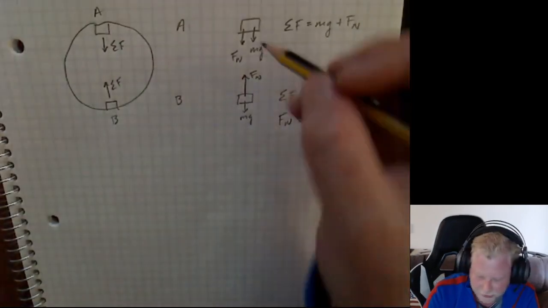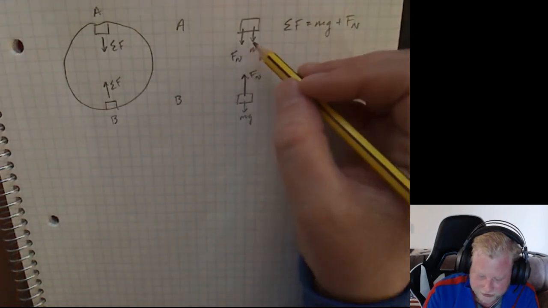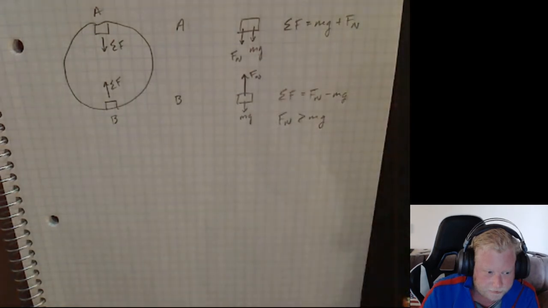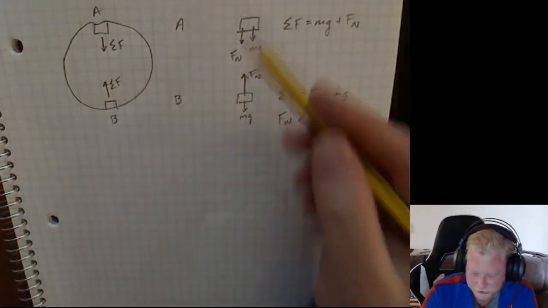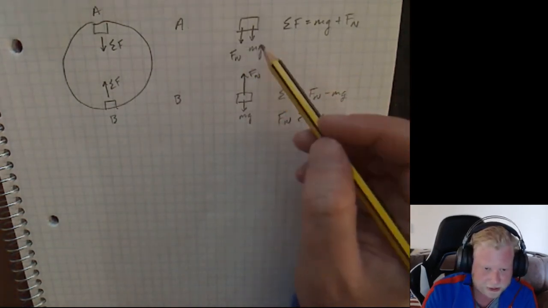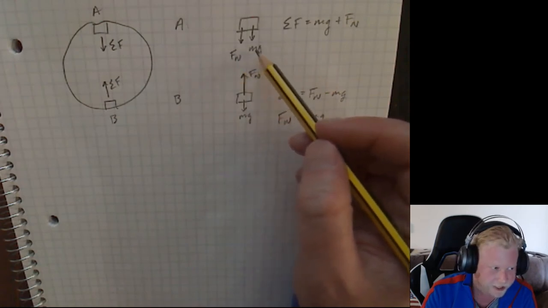Now, if you look at the top of the loop, your normal force is going to be either equal to or less than your weight, right? So depending on the speed at which you're going, you're either going to feel lighter or you're going to feel your true weight. So that's going to depend entirely on speed.